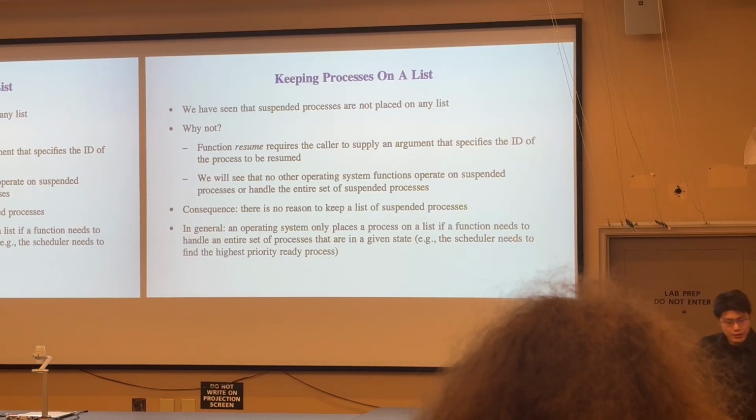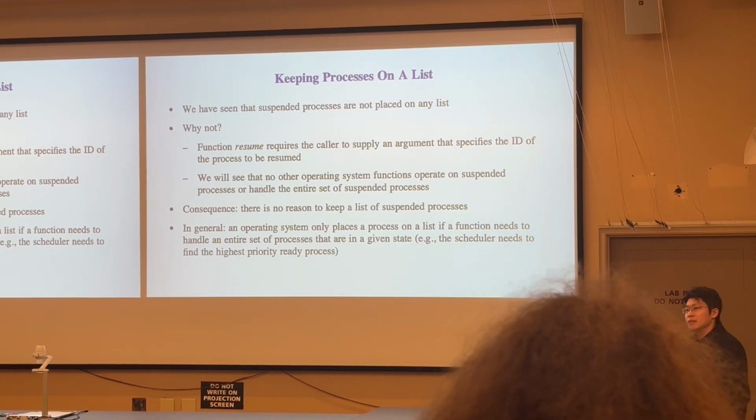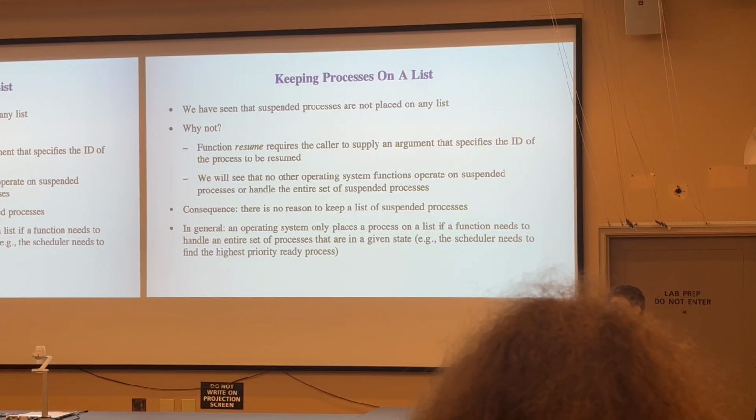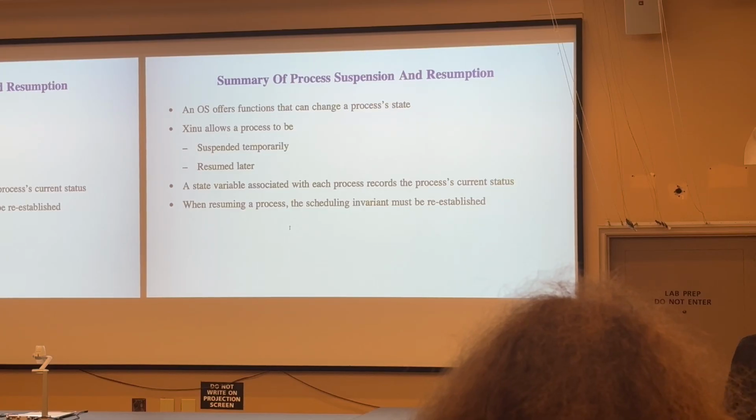So this is another good example. You know exactly under what scenario you need a queue or a list for a set of processes, and suspended processes do not fit this categorization. You don't have any function that will analyze the entire set of suspended processes, so you don't need a queue or a list for suspended processes. Hopefully this makes sense. So this is the missing part.